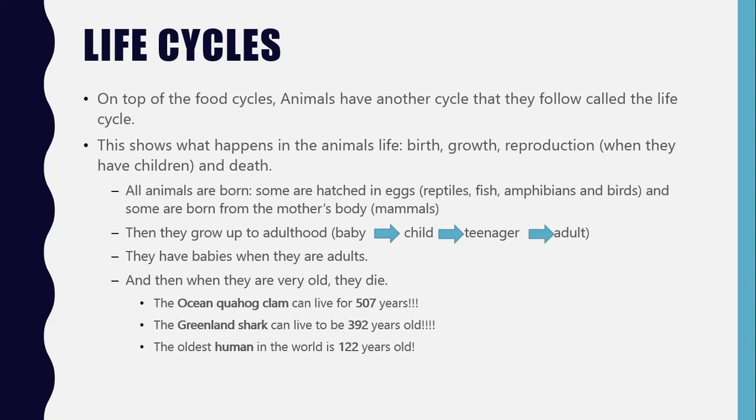So I looked up quickly just so you guys could see how old some of the animals were, and I found that a clam can live for 507 years. That's the oldest clam that they have ever found. I also found that the second oldest animal on Earth was a shark, and that was 392 years old. And then I looked up how old a human can be, and the oldest human in the world was 122 years old, which I think is pretty old, okay?